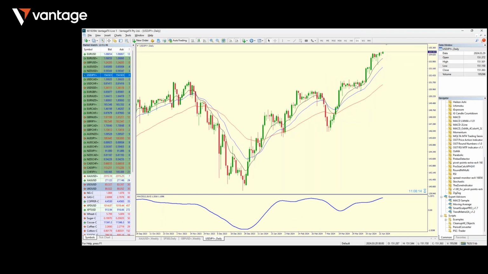Look at the 50, the 20, and the 10. There's a nice bullish candle. So one way of getting in would have been potentially an entry above the high, stop loss below the low, and I could take a trade from there. So that's not a bad idea.